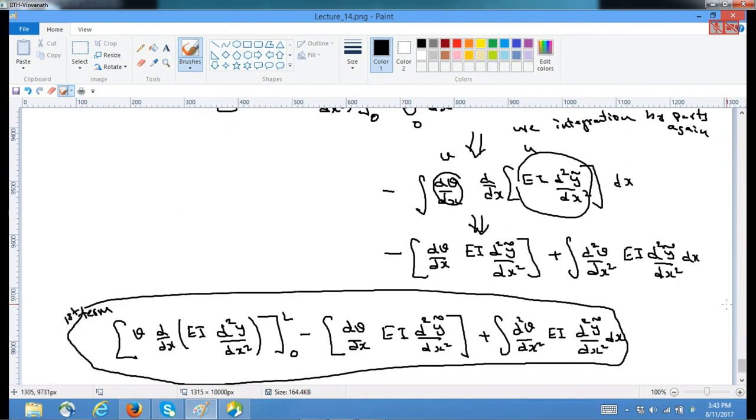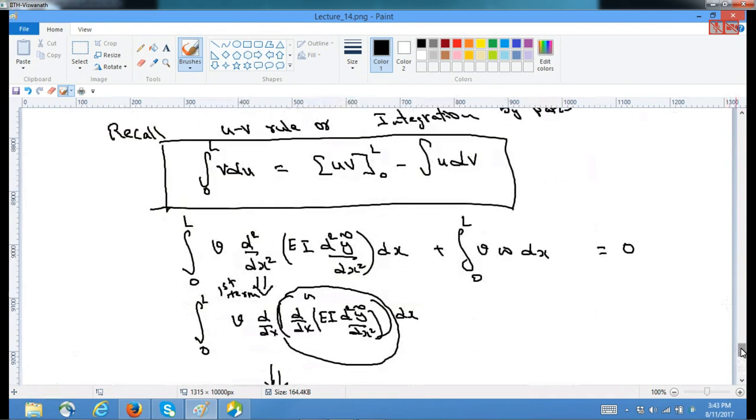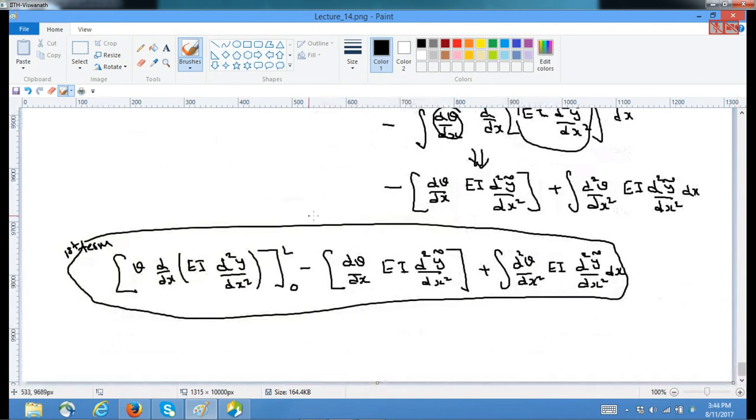But what is the second term? The second term is this one. Plus, is equal to 0. This is the second.